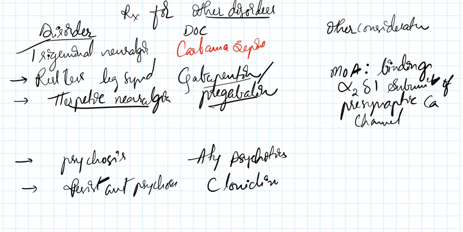Then the treatment of choice will be clozapine. Not clonidine, it's clozapine. Why? Because what is clonidine? Clonidine is an alpha receptor activator. So where should we use clonidine? Clonidine is used in hypertensive cases. So what is the complication of clonidine? Previously we already spoke: clonidine withdrawal hypertension.